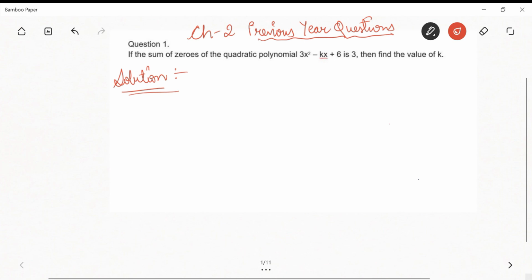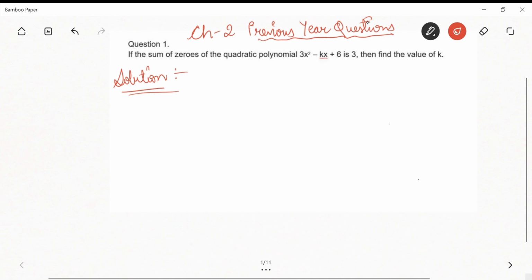Our previous year questions of chapter 2 of mathematics. So without wasting time, let's start with our question. Question first is, if the sum of zeros of the quadratic polynomial 3x square minus kx plus 6 is 3, then find the value of k.